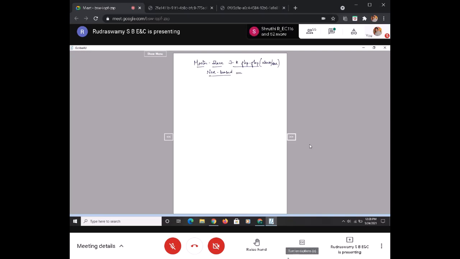Why do I always go with the NOR based one instead of the NAND based one? Can anyone tell me why I'm interested in going with the NOR based rather than the NAND based, even though both are the same?